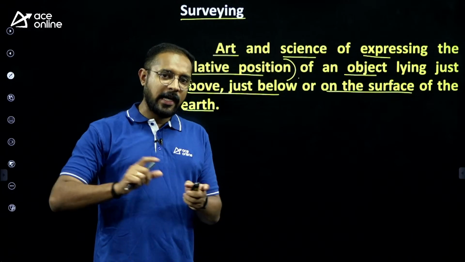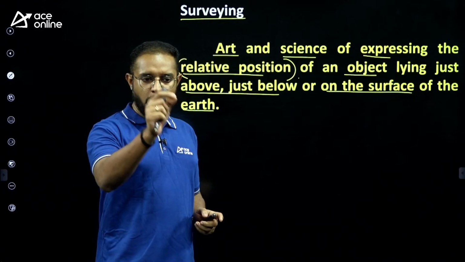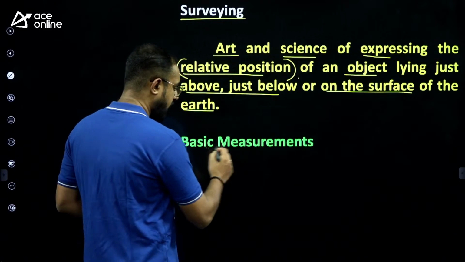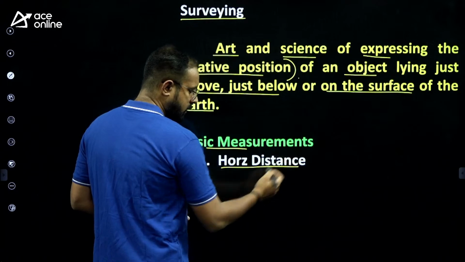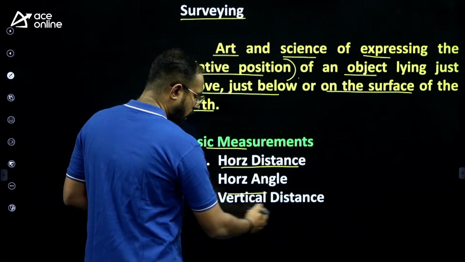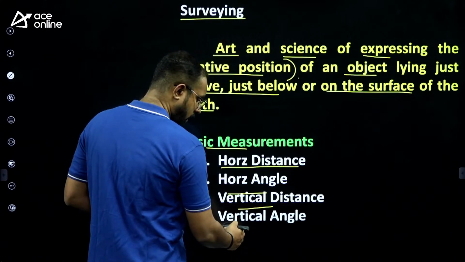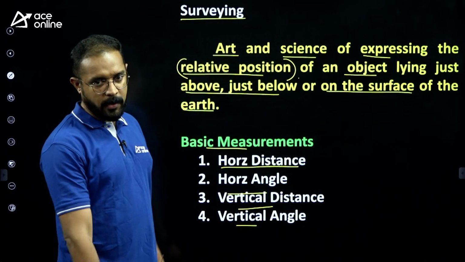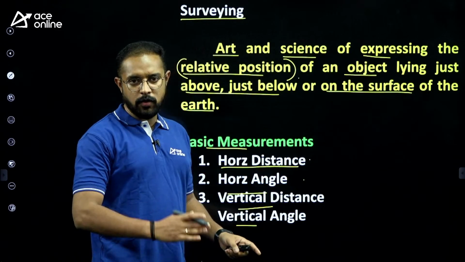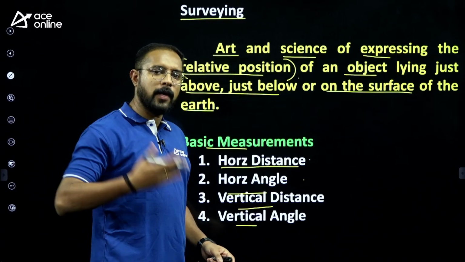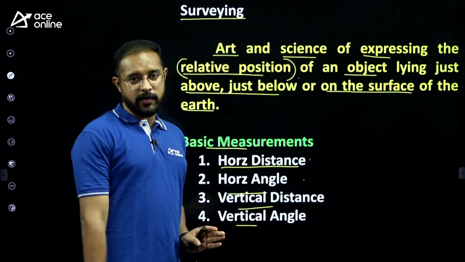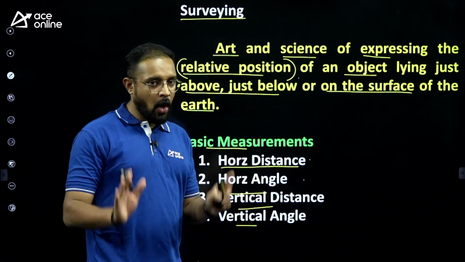So how many such relative measurements do we need to take to fix a point on the Earth's surface? I'll say there are 4 basic measurements in surveying. They are, first one, horizontal distance in the horizontal plane, horizontal angle in the horizontal plane, followed by vertical distance in the vertical plane, followed by vertical angle in your vertical plane. So one distance in the horizontal plane, one angle in the horizontal plane, one distance in the vertical plane, one angle in the vertical plane. Okay, so this is what our syllabus is all about.